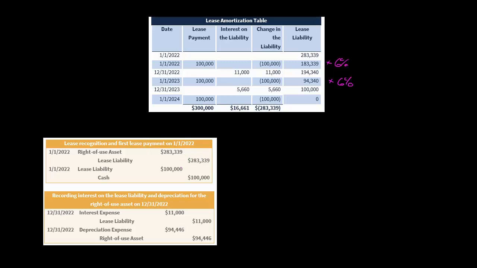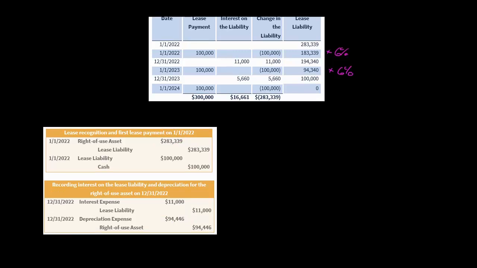Sometimes it works out like that in real life. Sometimes it doesn't. In this example, it does. Now, our first payment, we reduce the lease liability, reduce our cash account. Now, this amount here, we're going to depreciate over time. I'm assuming we're going to use the straight line depreciation method. So we're going to take this and divide it by 3 because there are 3 periods in the lease term. Divide this by 3, and you get 94,446. So that's the amount of depreciation expense we're going to recognize.